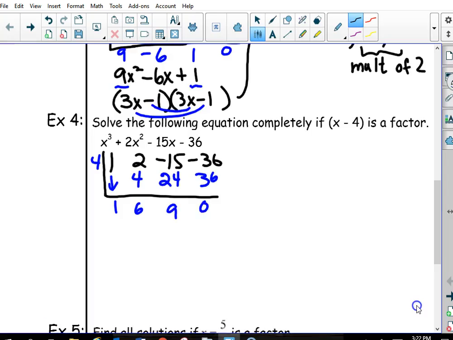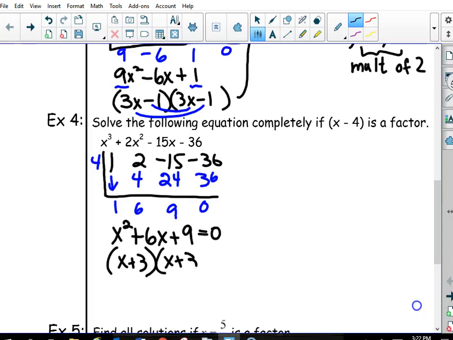And it looks like this one is also a perfect square trinomial. X plus 3, x plus 3. So our zeros are at 4, negative 3, or negative 3 with a multiplicity of 2.